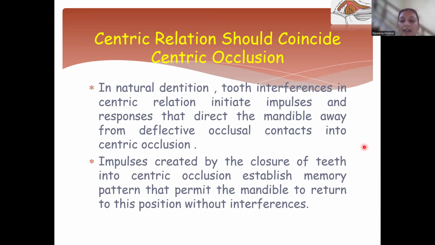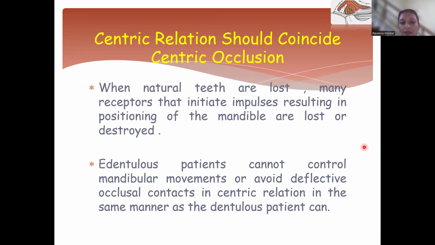Now, impulses created by the closure of teeth into centric occlusion establish a memory pattern that permits the mandible to return to this position without interferences. When this happens, a memory pattern is created, and the individual knows that where there is interference, he need not close on that. He will change that position automatically. Now, when natural teeth are lost, many receptors that initiate impulses resulting in positioning of the mandible are lost or destroyed. In edentulous individuals, they cannot control mandibular movements or avoid deflective occlusal contacts in centric relation in the same manner as dentulous patients can.